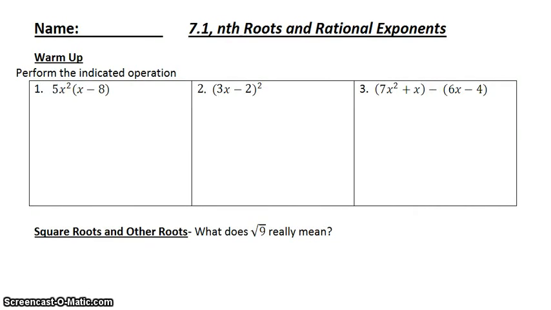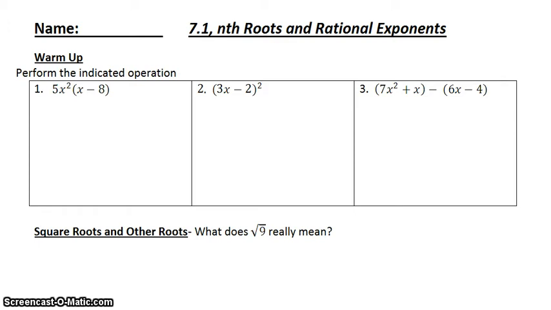Welcome! This is 7.1, nth roots and rational exponents. Our purpose in this section is to explore what roots are, to use some exponent properties, and also solve equations by using nth roots. So go ahead, pause the video, and really quickly try to solve the warm-up questions.